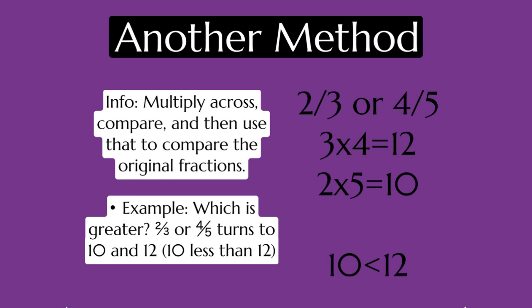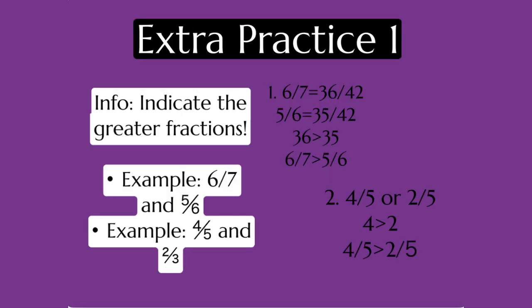Now, before I let you guys go, I wanted to give you some extra practice, so let's begin. In the first example, we have different denominators, so we need to find the least common denominator between 6 and 7. Well, 6 cannot fit into 7 evenly, so we need to multiply to find the LCM, or least common multiple, which is 42.